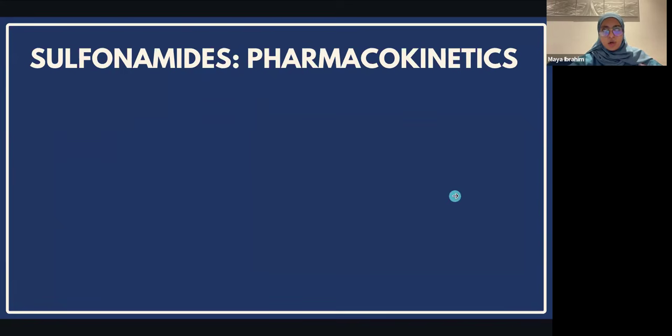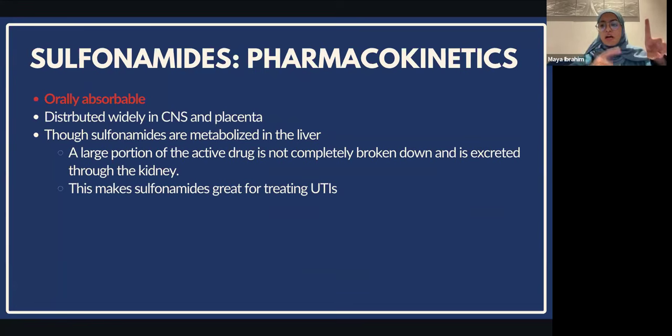Now, pharmacokinetics. Pharmacokinetics is that they're orally absorbable. This is the most important one. I watched Dr. Hatouf's lecture for this to make sure I didn't miss anything, because we didn't have Dr. Hatouf, if I remember correctly. They're distributed widely in the CNS and placenta, but the only thing I think you need to remember is that they're orally absorbable. And they're metabolized in the liver, but a large portion of the active drug is not completely broken down and it's excreted through the kidney. So if you think about it, if it's active and it's in the kidney, then it could treat infections in the kidney. So it's used to treat UTIs.